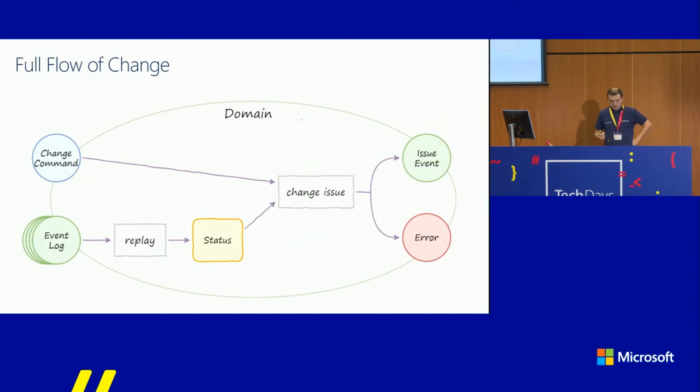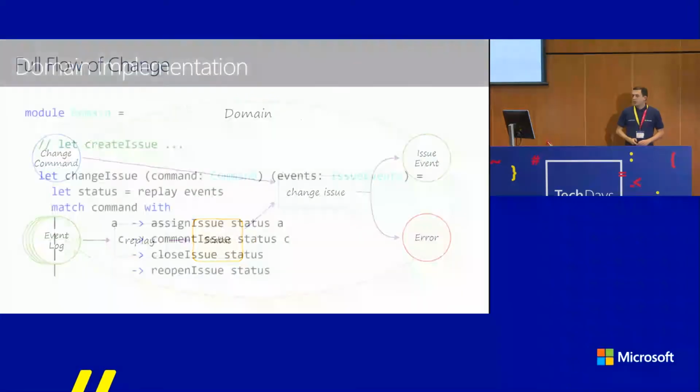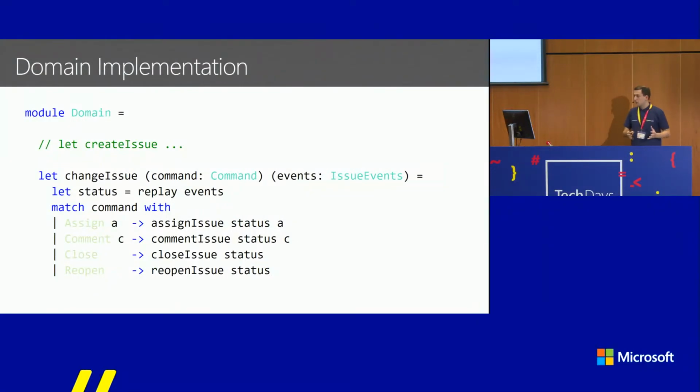So given that, we have everything to define our domain. That's a picture. It's on the boundaries of the domain, so the public contract that we expose to the service. We have command and event log, and it returns either event or error, as we remember. The implementation is pretty straightforward compared to the previous one. I substitute status with events, and then call the replay function to get the status, and then the rest is the same as what we already saw. So that's our domain public contract next to the create issue function, which I defined earlier.